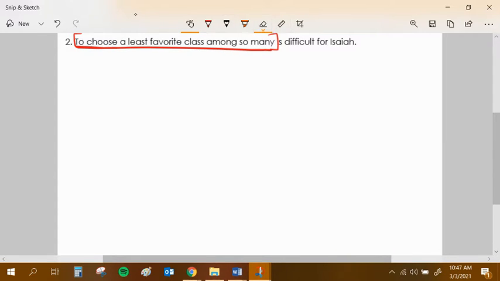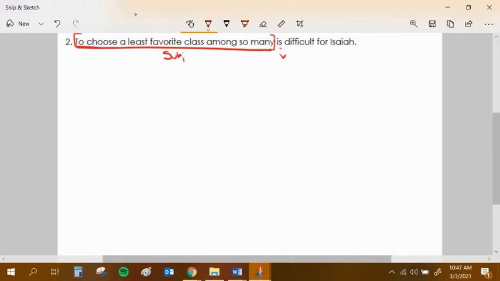I want to get rid of this thing because that's blocking what I want to see here. There we go. Okay, great. So here's my infinitive. And then here's this verb is. Well, a verb needs a subject. So what's the subject of is? What is difficult? Well, this whole thing is difficult.